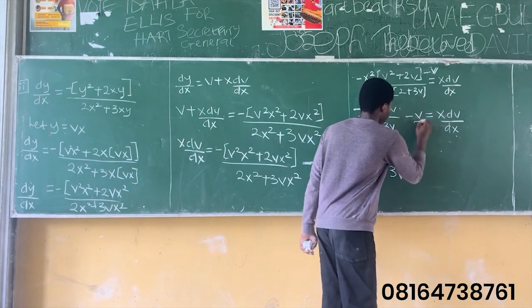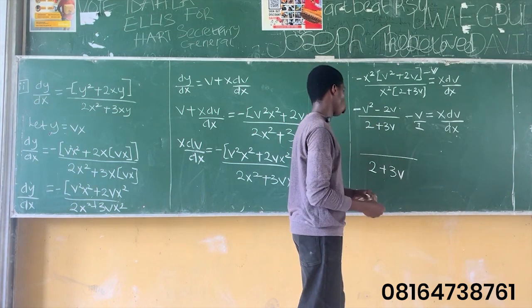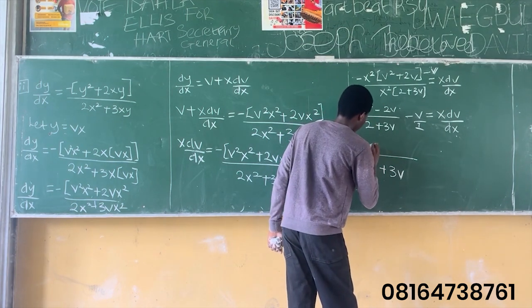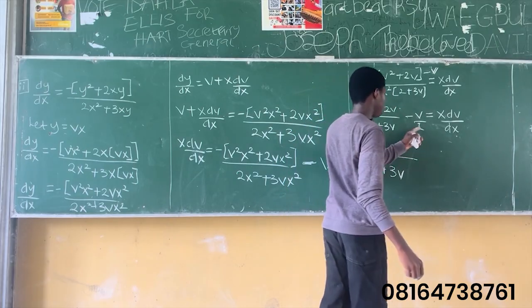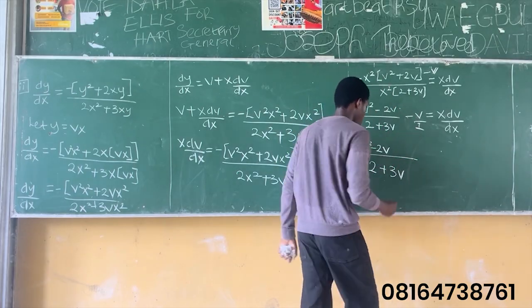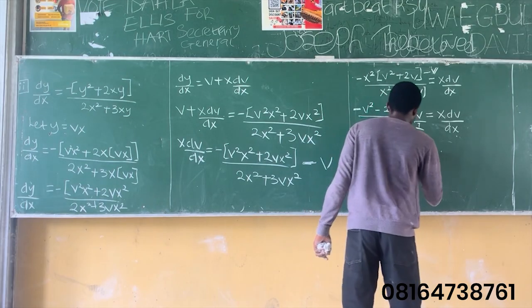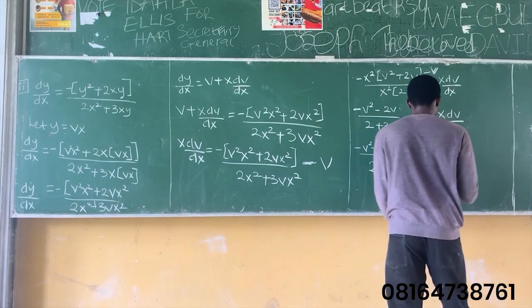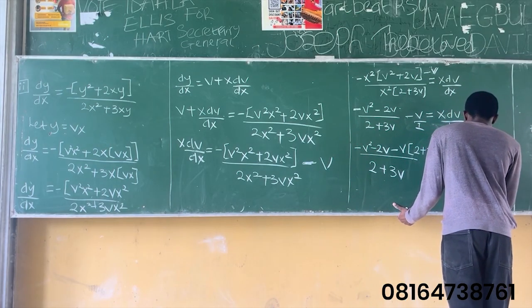So now, if we take the LCM, this divided by this is 1 multiplied by the whole equation, which is still the same, minus v squared minus 2v. So this divided by this is 1 multiplied by minus v. So it will be minus v times 2 plus 3v, which is equal to x dv over dx.